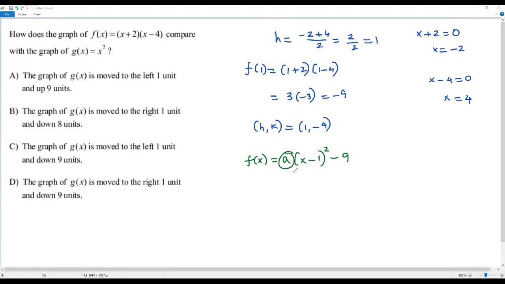How do you get the value of this a over here? Actually, this a is the leading coefficient. To get the value of this leading coefficient a, we have to get the leading term x square in this factor form of the quadratic function f of x. So to get x square, we have to multiply this x and x. When I do so, I'm getting x square.